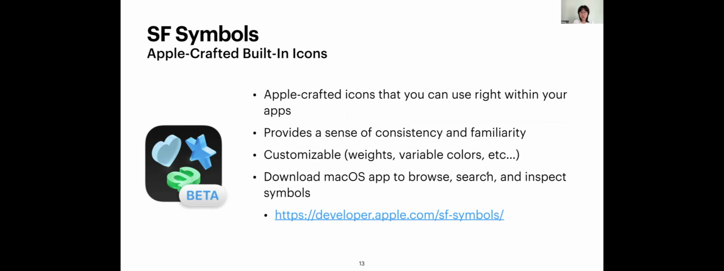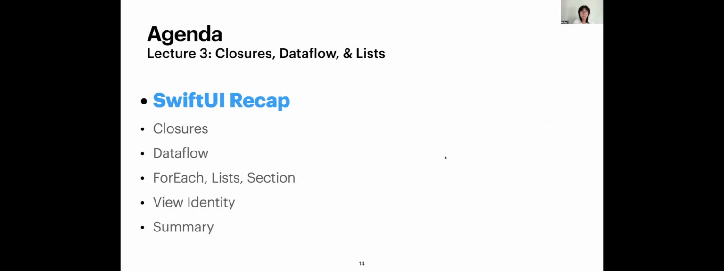One more tool I want to mention is SF Symbols. It's a free macOS app from Apple that gives you thousands of built-in icons you can use directly in your apps. They're designed to look consistent with iOS, and they're customizable. You can change their weights, color, and even add animations. Download it from the link if you haven't already. It's super useful. All right, let's get into our first big topic, closures.